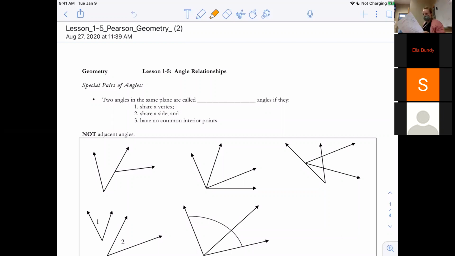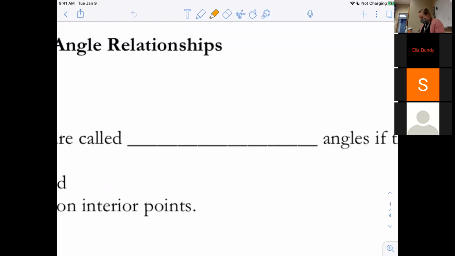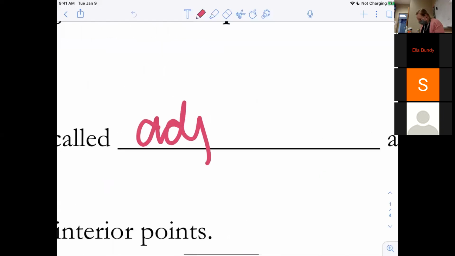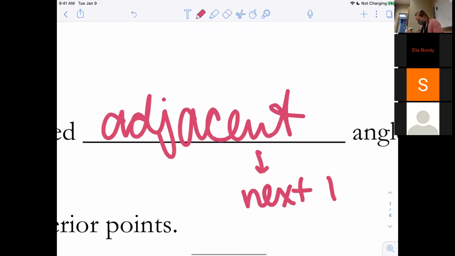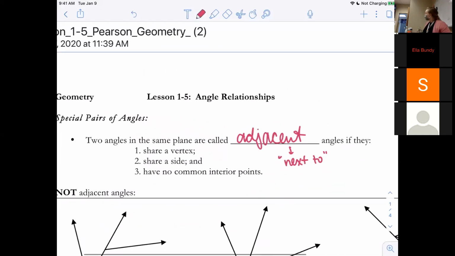So the first type of angle relations we're going to learn are something called adjacent angles. What does adjacent mean, like in real life? Next to? Good. So we're looking at angles that are basically next to each other. I'm going to write next to just in case I forget later what adjacent means. However, in addition to just being next to, they also have to share a vertex. That means the common initial point of the angles has to be the same. They also have to share a side.